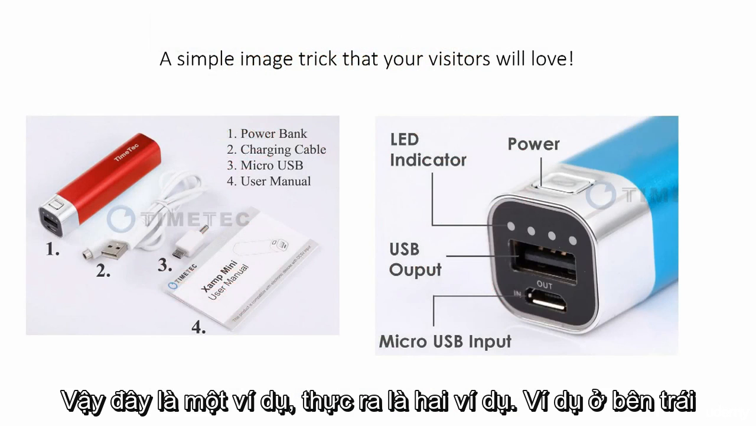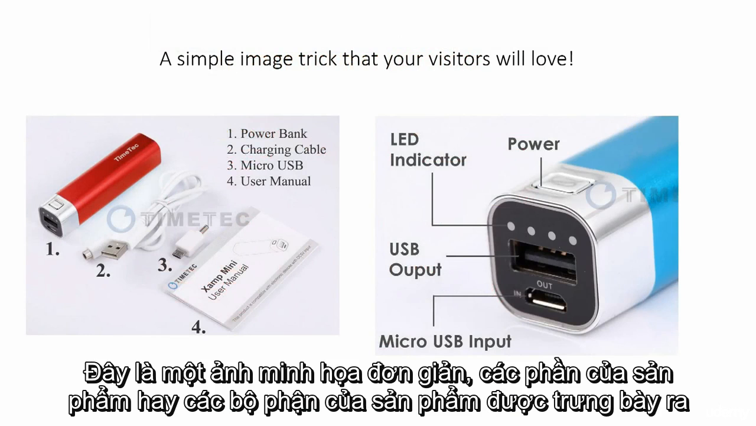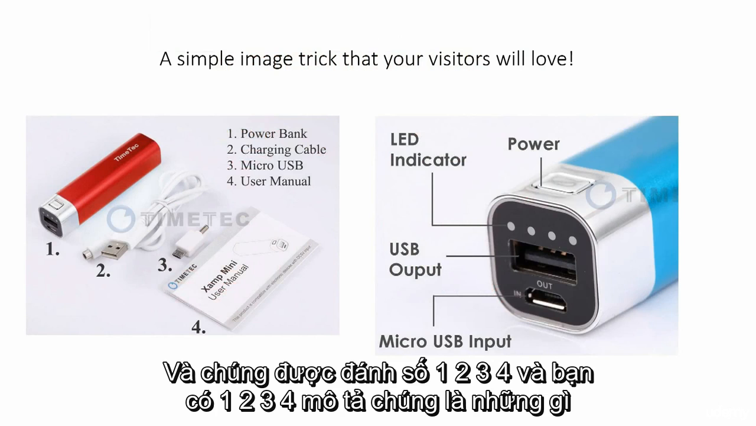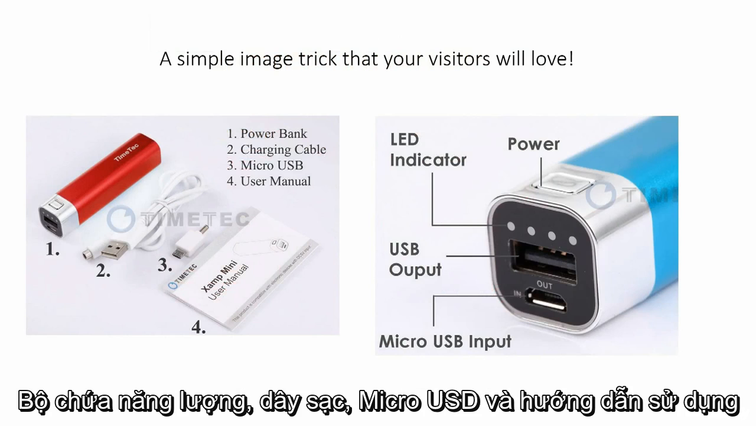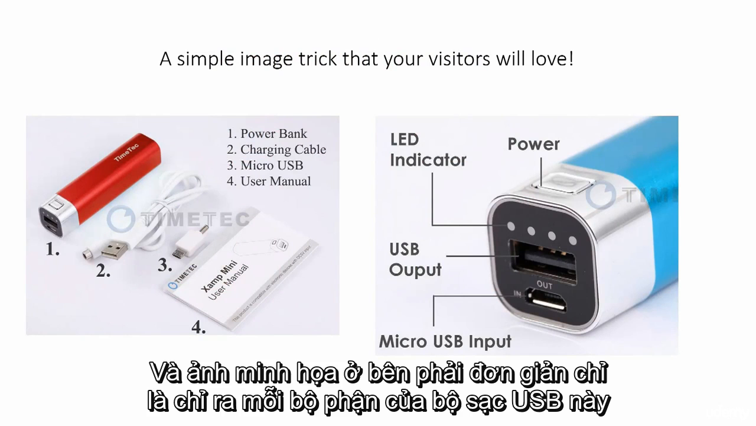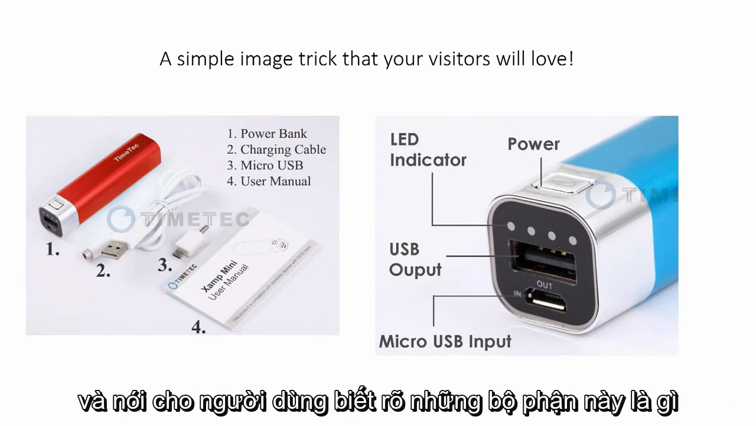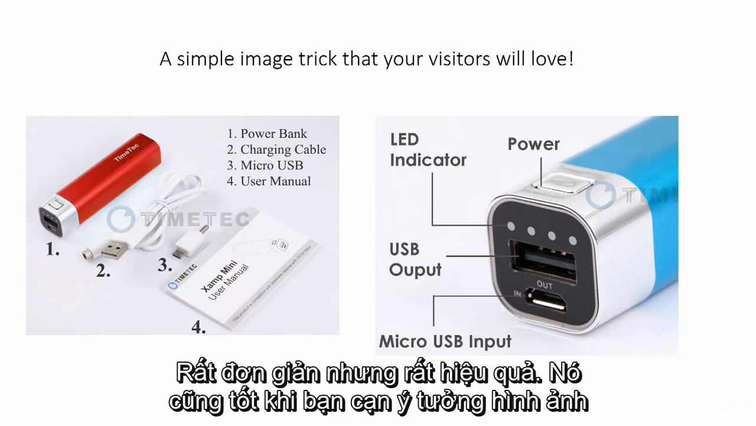So the example on the left, this is a simple infographic. The parts of the product, so the components of the product, are laid out and they're numbered 1, 2, 3, 4. And then you've got 1, 2, 3, 4 describing what they are: power bank, charging cable, micro USB and user manual. And the infographic on the right is just basically pointing to each part of this USB charger, whatever it is, and telling the user exactly what these parts are. Very, very simple, but very effective.